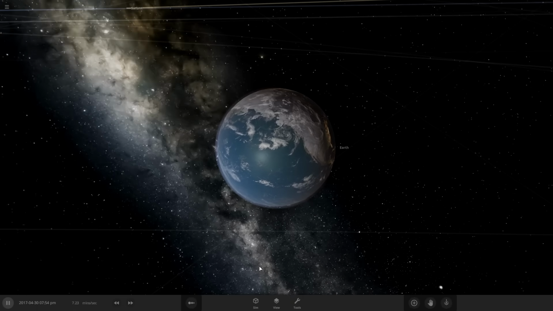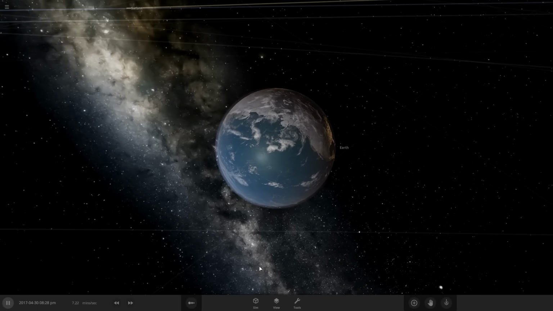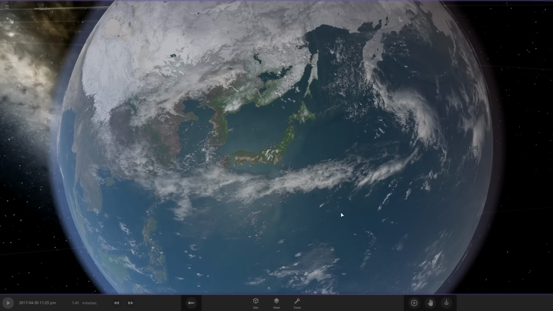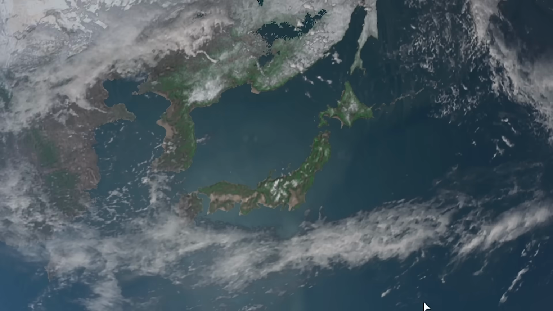Alright, so we're checking out the only game where you can make the Earth so dense that it pulls the fabric of reality away from everything else around it. It's Universe Sandbox 2. This is Japan. Japan's population is... I don't know what Japan's population is.